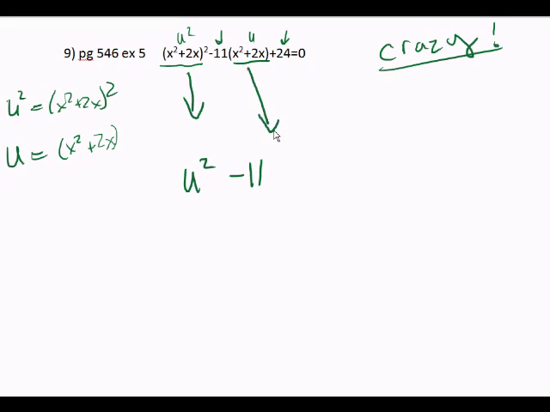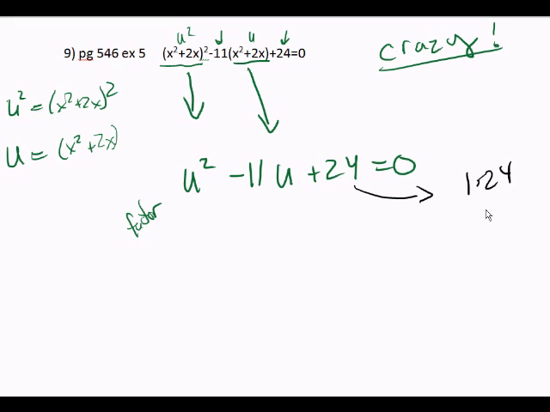So if I change this to u squared minus 11u plus 24 equals 0, I can now factor it. You see, for these crazy problems, you have to have that first as your u squared. Whatever's in that second spot next to the number is your u. And then we factor it. There are 3 different crazy problems, but they're all the same process.